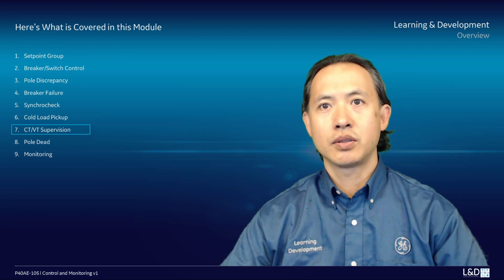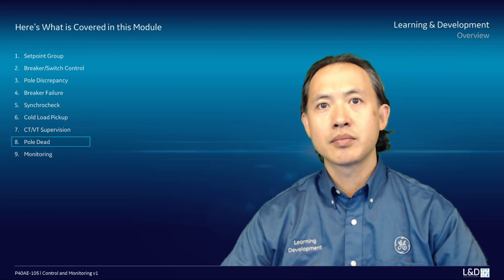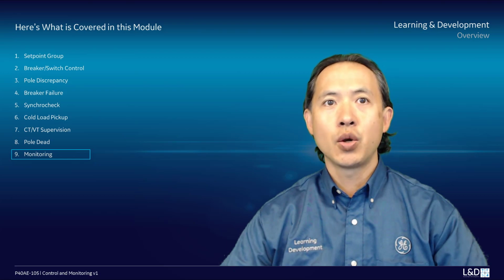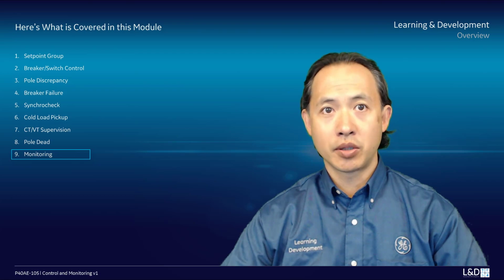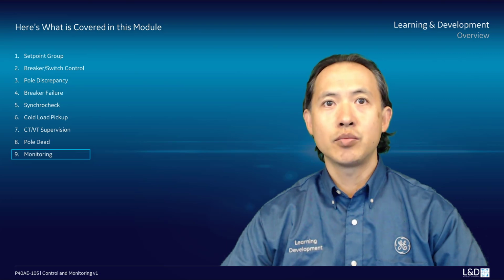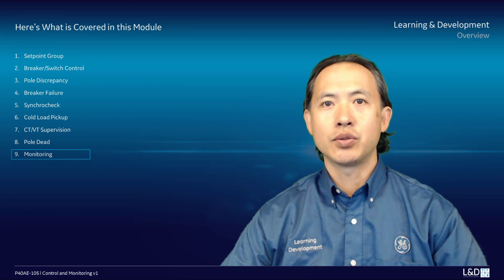CT VT supervision. In this section, we'll introduce different methods to check the CT and VT status. Pole dead. In this section, we'll introduce two ways of pole dead detection. And in the last monitoring section, we'll introduce these elements: circuit breaker arc current, circuit breaker health, current demand, digital counter, harmonic detection, loss of comms, and DC supervision monitor. And finally, we'll recap what we learned in this module. So now, let's get started.